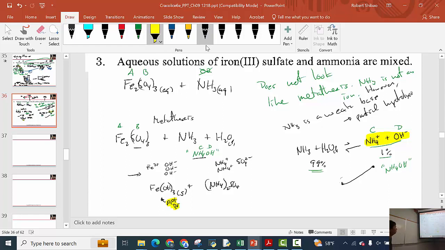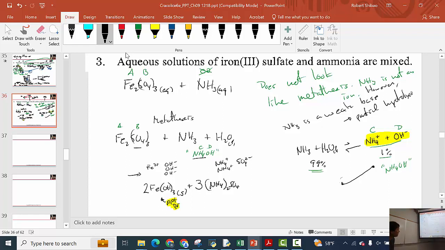Now balancing it, the easiest thing to do is not leave it as ammonia and water, but balance it according to ammonium hydroxide. I have 2 irons here, I have 1 iron here, so I'm going to have to multiply this by 2. That gives me 2 irons, 2 irons. The irons are balanced. Then I balance the sulfates. I have 3 sulfates here. How many sulfates do I have here? 1. And therefore, multiply by 3. So that gives me 3 sulfates.